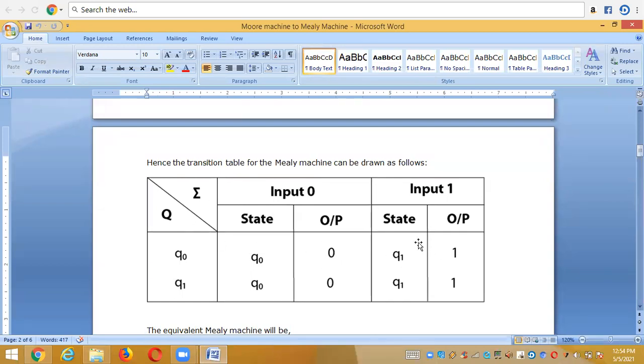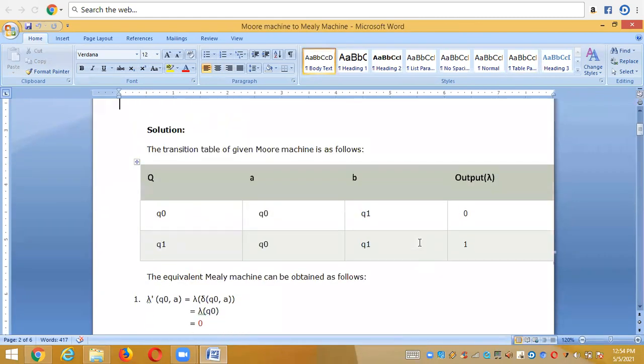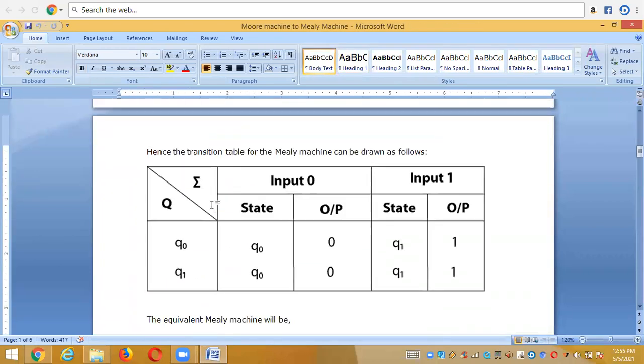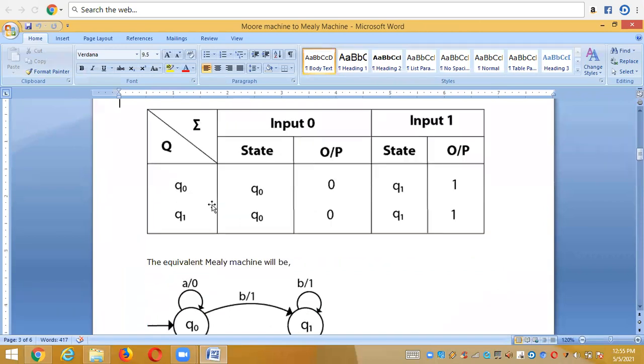See, initially our input is in the form of a Moore machine, where the output alphabets are associated with the states, separated with a slash, right? But here, this is the Mealy machine representation, where the output alphabets are associated with the input alphabet. That means a slash 0, b slash 1. So then we can say that it is a Mealy machine. Is it clear? And this is the process of converting from Moore to Mealy.